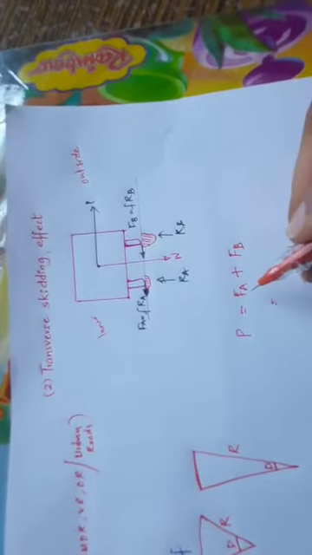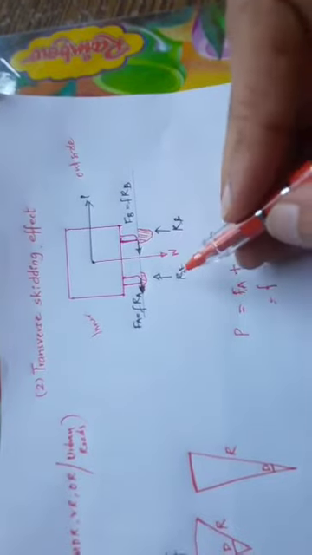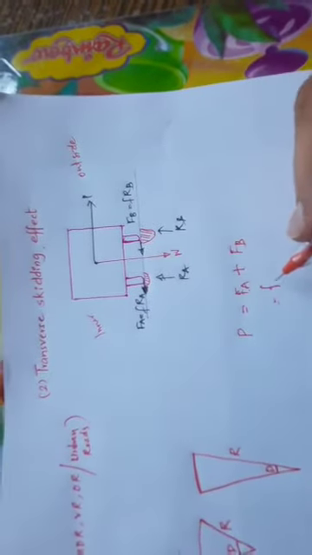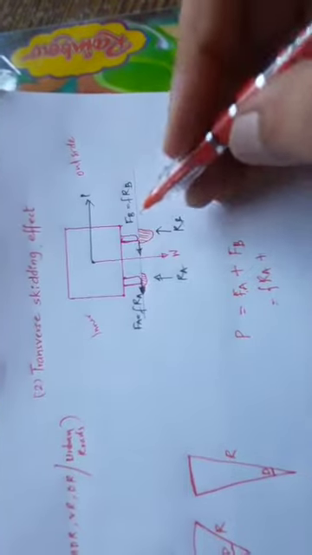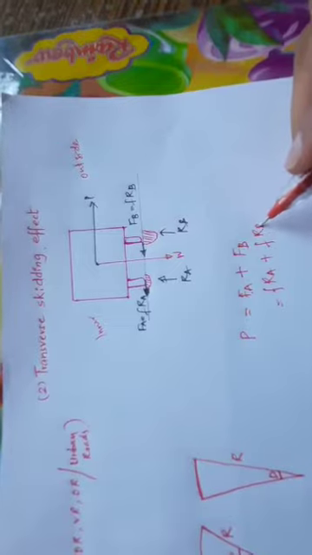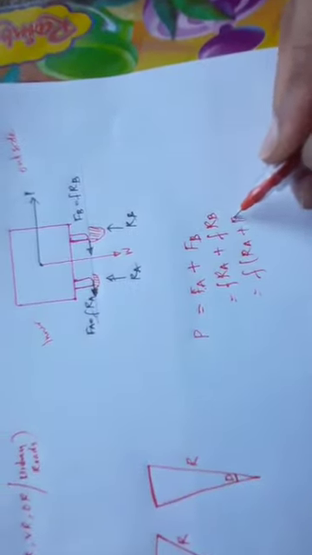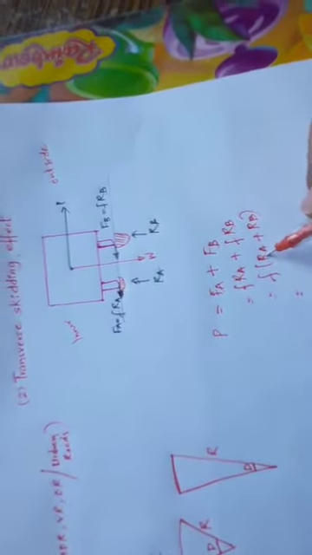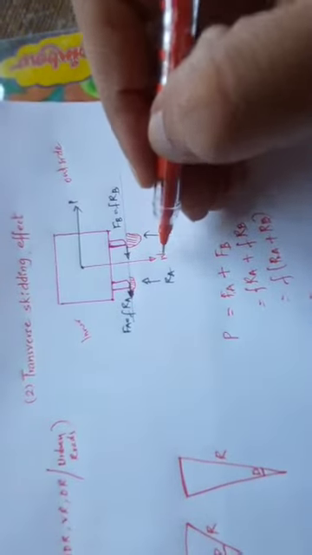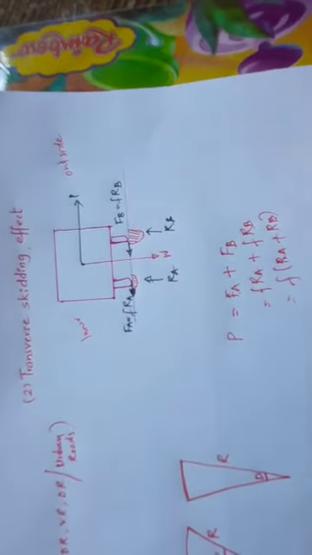Clear? This frictional force is given by the coefficient of friction f into Ra plus the coefficient of friction f into Rb. Here you can write it commonly as f into Ra plus Rb. Clear? This Ra plus Rb is nothing but the resultant of W. This W is equal to Ra plus Rb, no? So you can write F is equal to f into W.